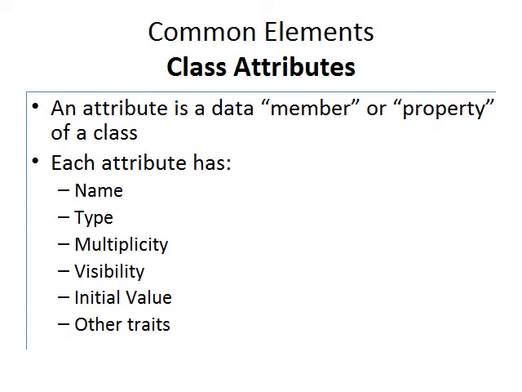So again, attributes are part of a class. They're the members of a class or the properties of a class. Those are two different names, or synonyms, for attribute. Each attribute has a name, a type, multiplicity, visibility, and initial value. They could have other traits.